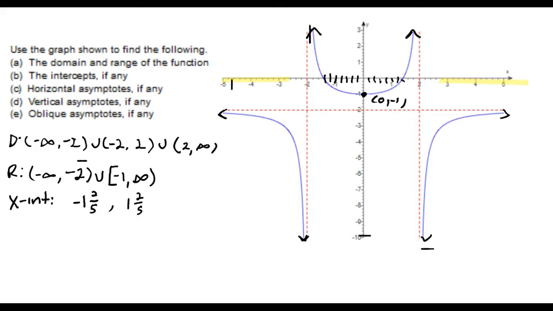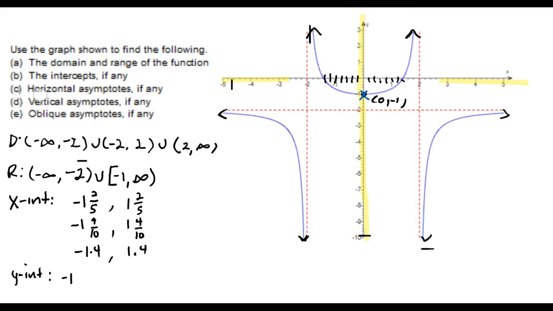So we could write those in decimal form. That would be -1 and 4/10, 1 and 4/10, which is -1.4 and +1.4. So those would be my x-intercepts. And a y-intercept is where the graph crosses or touches the y-axis. So the y-axis is the vertical axis here. And we can see that the graph is crossing the y-axis at the point (0, -1). So we have a y-intercept at -1.